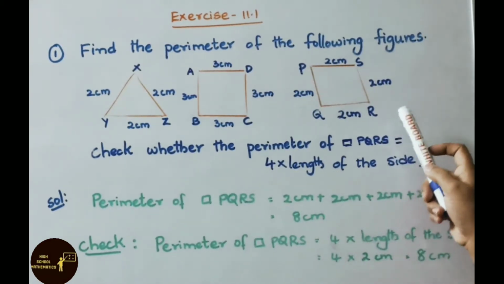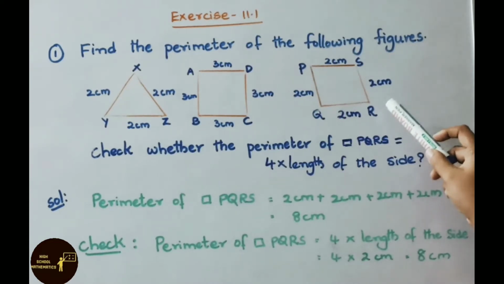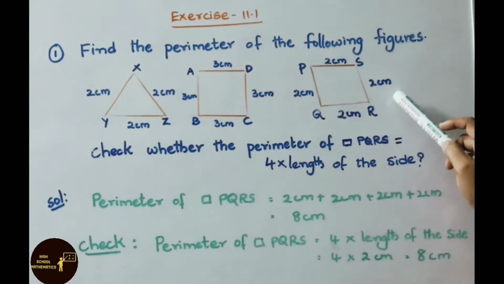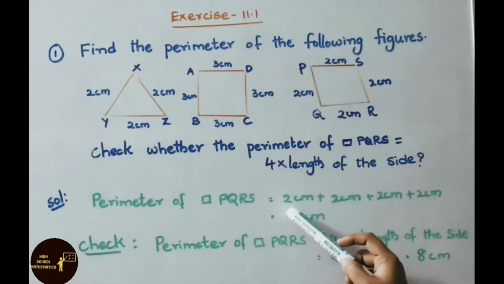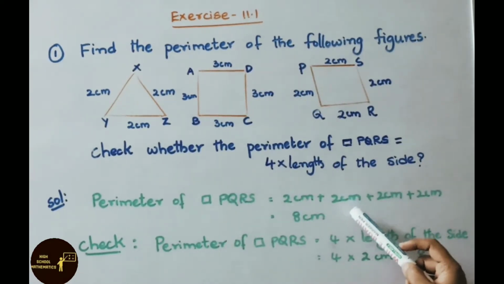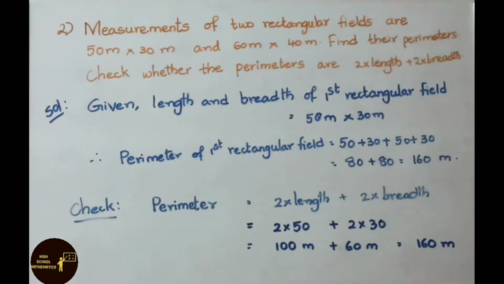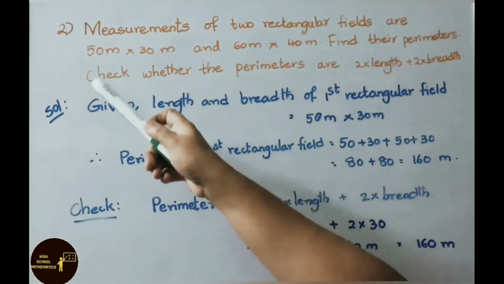See here, perimeter of PQRS means sum of lengths of all sides, that is 2 centimeters on each side. So perimeter of PQRS is equal to 2 centimeter plus 2 centimeter, 2 centimeter plus 2 centimeter. Total is 8 centimeter. Now let us check perimeter of PQRS is equal to 4 into length of the side, that equals to 4 into length of each side is 2 centimeter. 4 into 2, that is 8 centimeter.